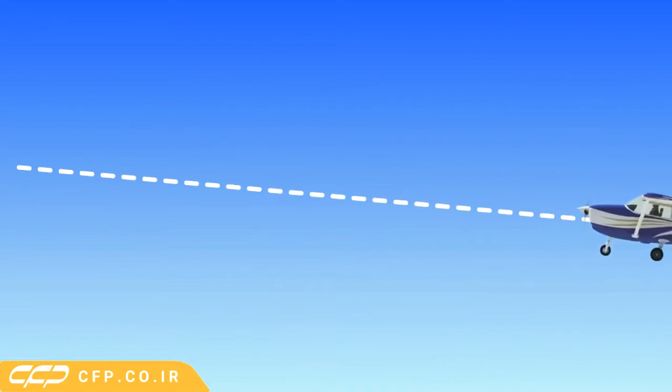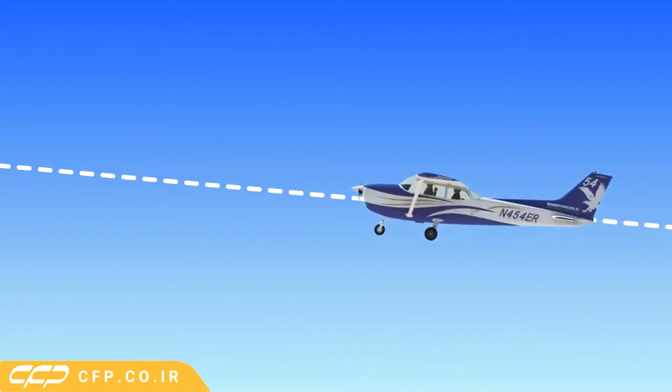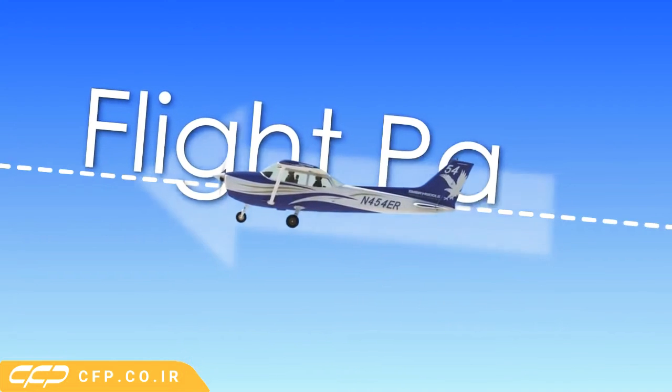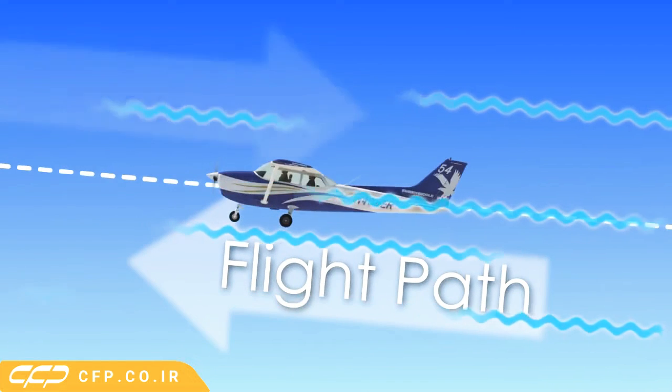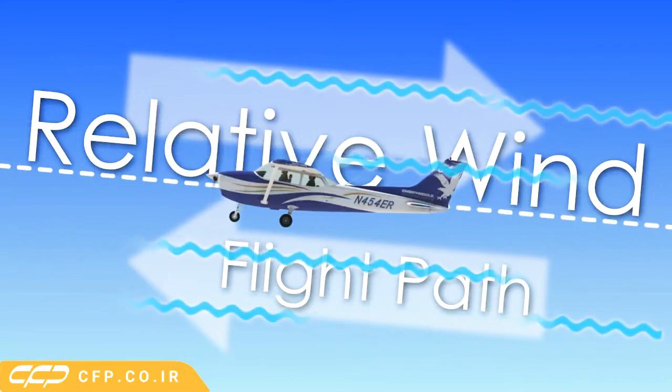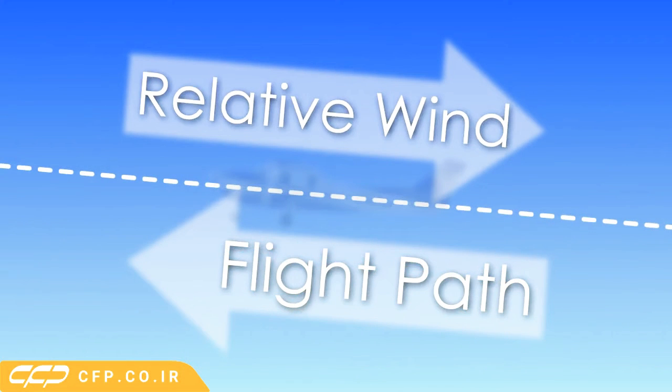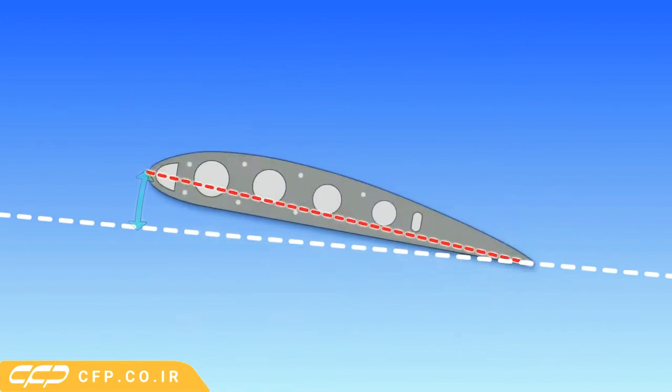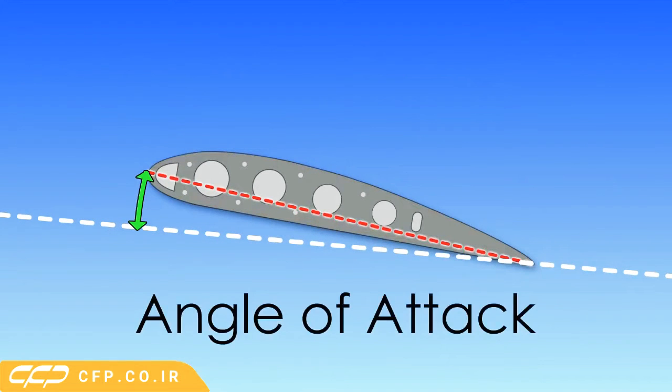As an airplane flies through the air, the path that the plane travels along is known as its flight path. The airflow that flows around the airplane as it travels through the air is known as the relative wind. The relative wind is parallel to, but opposite, the aircraft's flight path. The angle between the wing's chord line and the aircraft's relative wind is called the aircraft's angle of attack. The angle of attack is a major factor as to how much lift the wings generate.